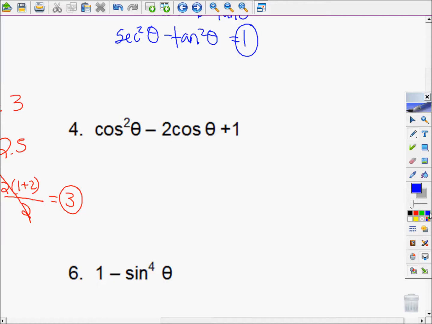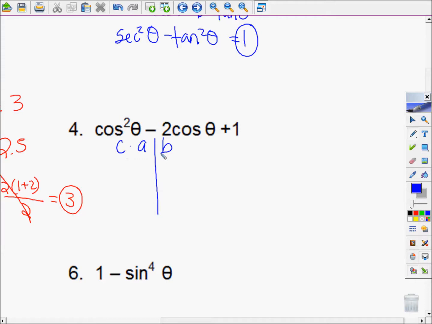Okay. All right. So we have cosine squared theta minus 2 cosine theta plus 1. This is factoring by grouping. Well, actually, it's not factoring by grouping. It's like CAB. Do y'all remember CAB from Algebra 2? CAB is C times A and B, correct?